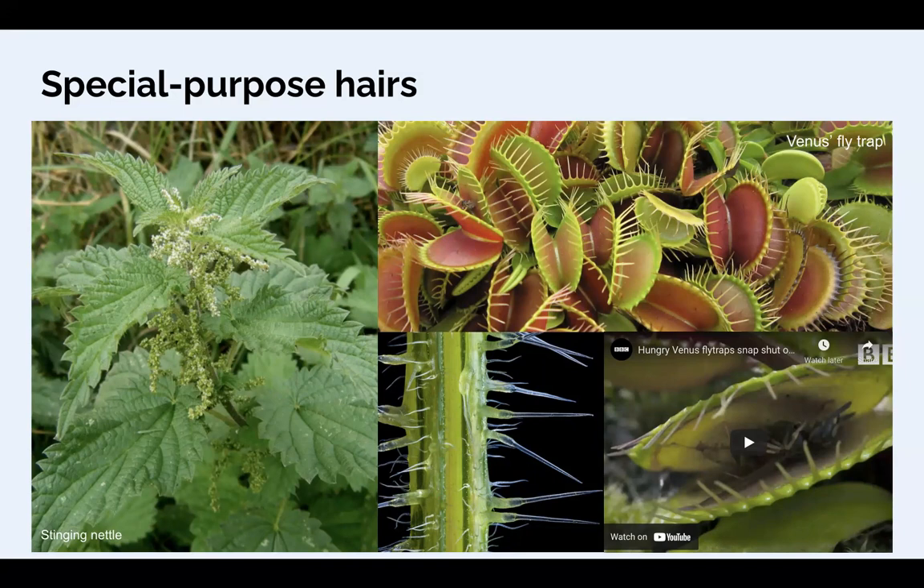Another plant that's got some specialized hairs is the Venus flytrap. And I think maybe on the PowerPoint file, you'll be able to view this image, but you can watch a video online of the Venus flytrap using its hairs to sense the presence of animals that it should close its traps onto.